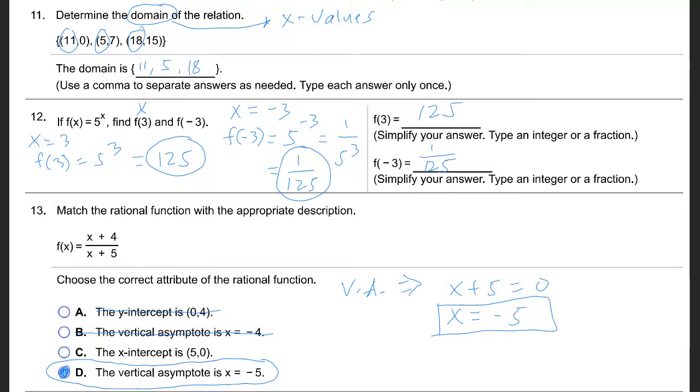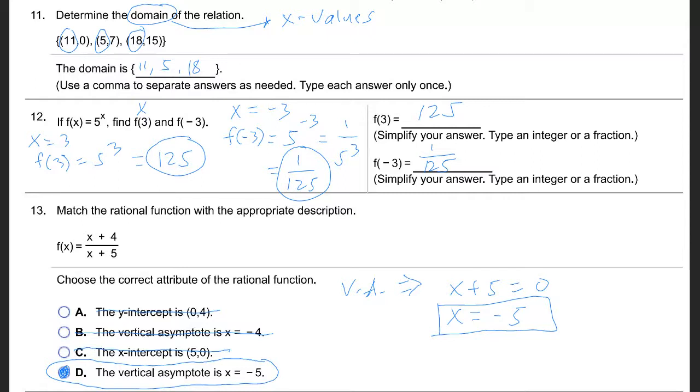But letter C, let's investigate. It says the x-intercept is (5, 0). When you're talking about x-intercept, you set y equal to 0. So if y is equal to 0, on the other side, it will not give you a 5 for your x-intercept. So that is not the right answer for C. Again, our final answer for number 13 would be letter D. The vertical asymptote is x is equal to -5.